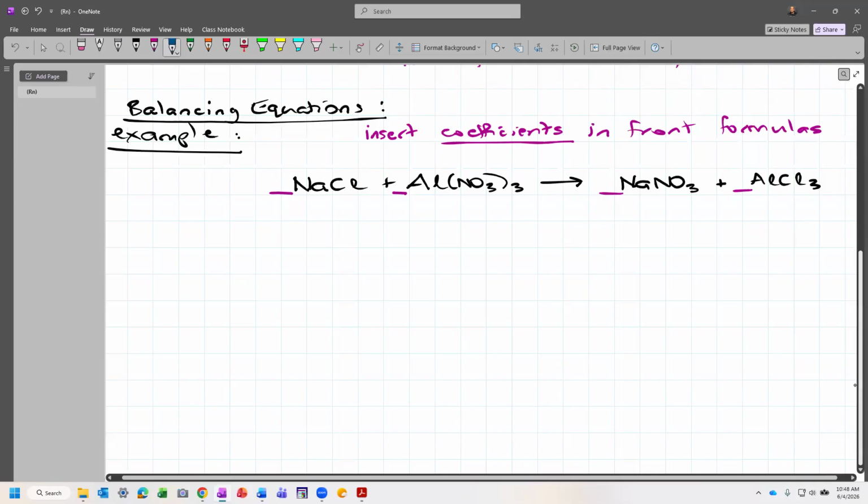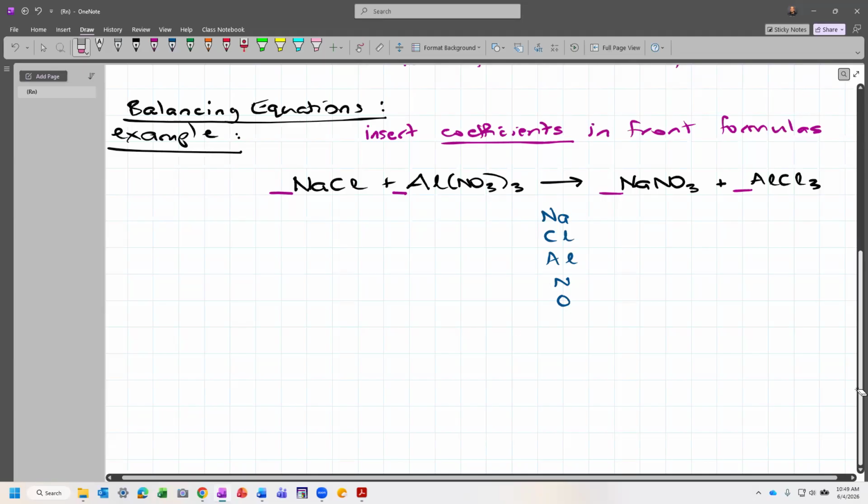So what I like to start off with is to list the atoms that I have on the left side and the right side. And you should have the same, right? Because we can't change the atoms into different atoms. So if I start listing, I have sodium, Na, I have Cl, I have Al, aluminum. And then in the nitrate, which is the NO3, I have nitrogen and I have oxygen. So you may be tempted to write the N and then the O. But you should remember that NO3 is nitrate.